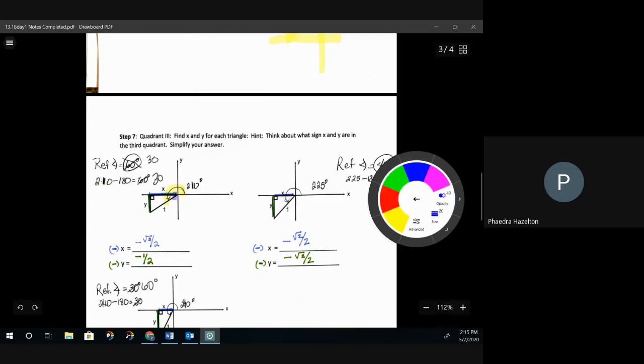So this is your long leg, so that's why it's square root of 3 over 2. And it's going to move to the left, so it's negative. And then this one, I'm moving down, and that's my short leg.